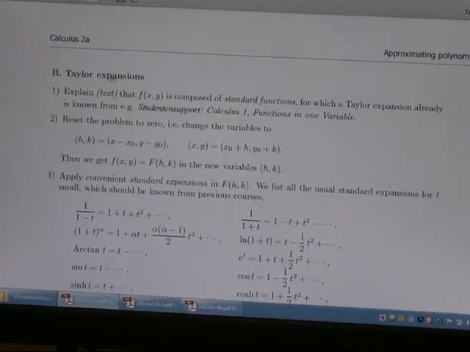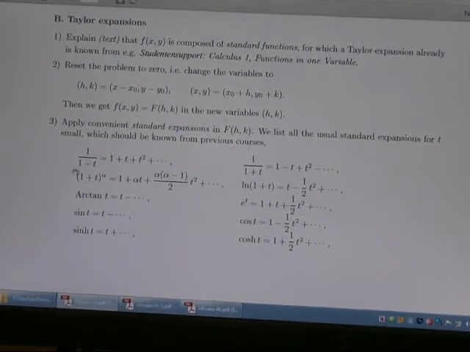So now we see the Taylor expansion. Taylor expansion means that 1 by 1 minus t is equal to 1 plus t plus t square. (1 plus t) to a power r is 1 plus r t plus r(r minus 1) by 2 t square, like this. Also tan t, sin t, e power t, ln(1 plus t), cos t: those are the expansions. If you find this function, you can expand like this. Those expansions are Taylor expansions.